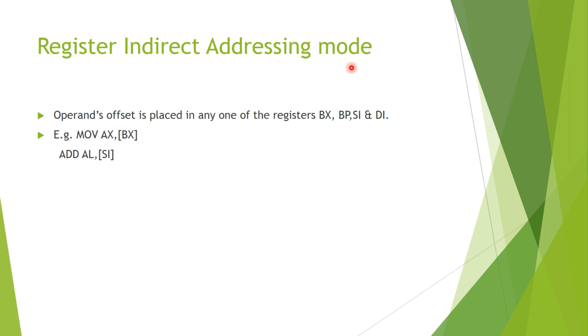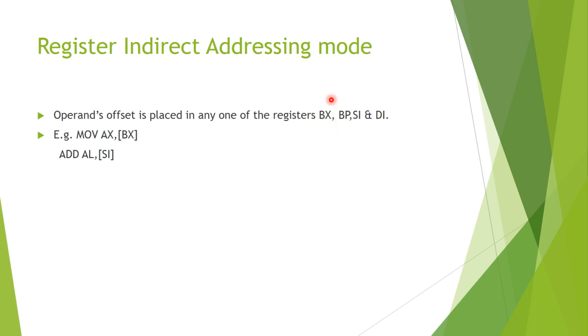नाउ वी हैव द रजिस्टर इन डायरेक्ट एड्रेसिंग। In this, the offset of the operand is placed in one of the registers. Either we use the BX, base pointer, and the source and the destination index registers. तो इन चारों में से कोई सा भी एक रजिस्टर को हम यूज कर सकते हैं to store the offset of the operand, and then this register is used in the instruction.